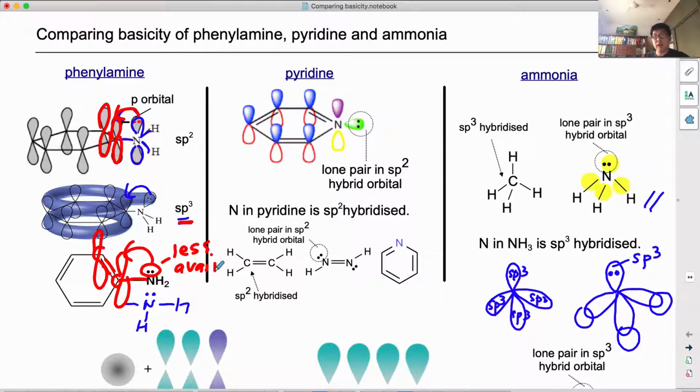Okay, let's look at pyridine. This is what pyridine looks like. Can you see that if we look at it carefully, there's a double bond to the nitrogen? And there's a lone pair on this nitrogen here. You see that? There's a lone pair on this nitrogen.